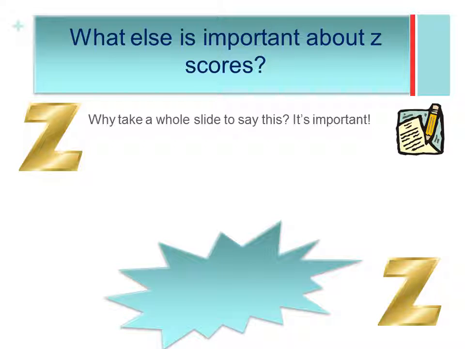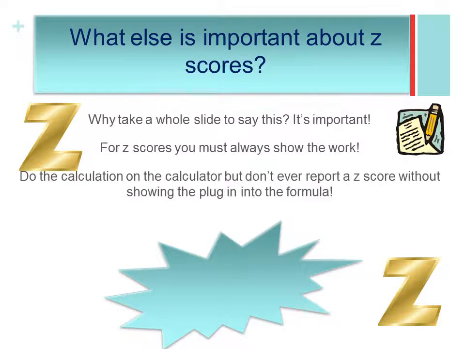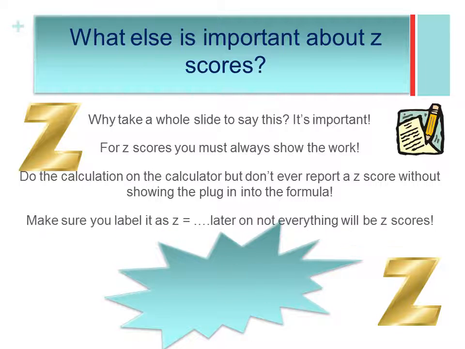Okay, what else is important about z-scores? I'm taking a whole slide to say this, so it's really important. For z-scores, you have to show the work. Do the calculation on the calculator, that's fine, but do not ever report a z-score without showing the plug into the formula. Make sure you label it as z equals. Don't just write your observation minus your mean divided by the standard deviation. You must label it as z equals, because later on, not everything's going to be z-scores, so include that label.